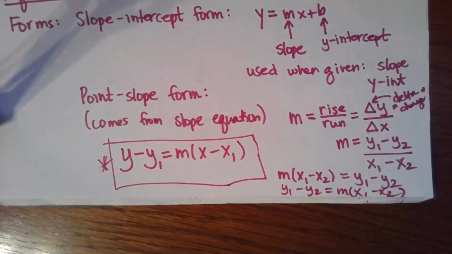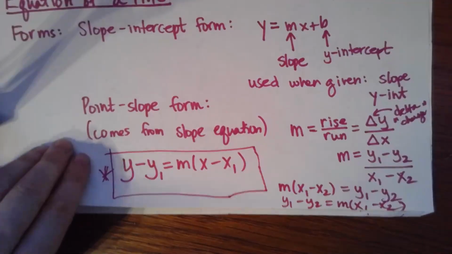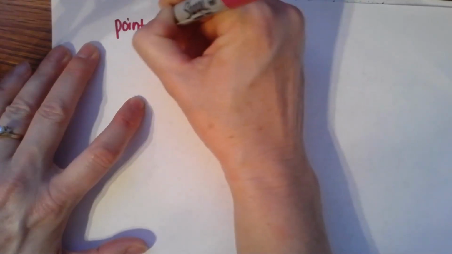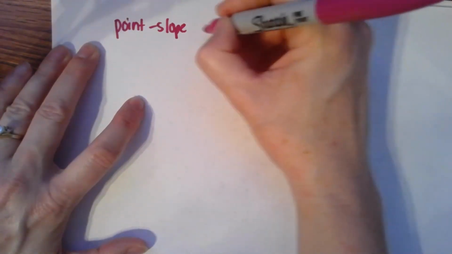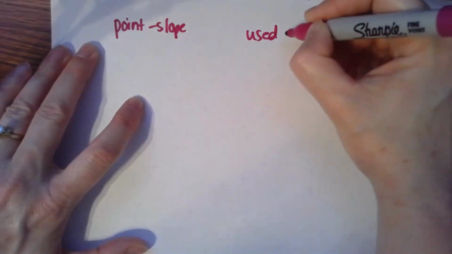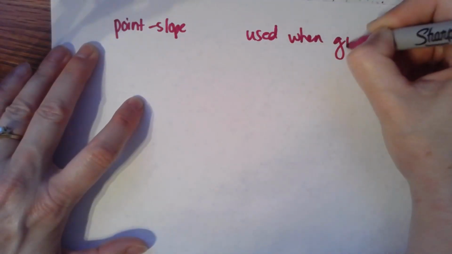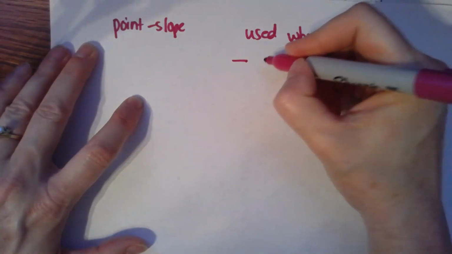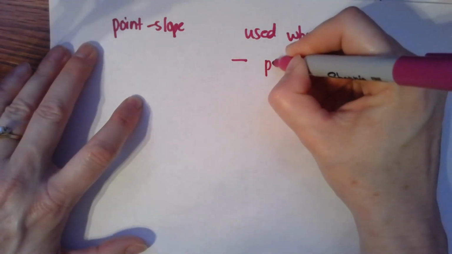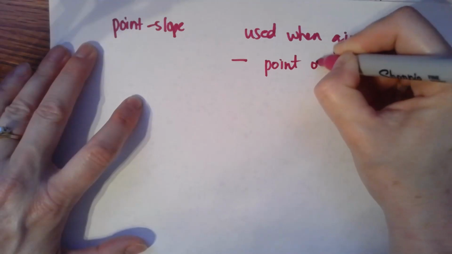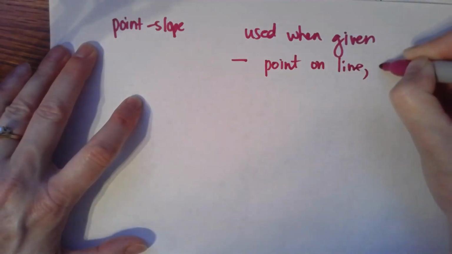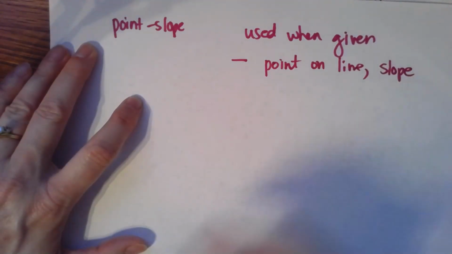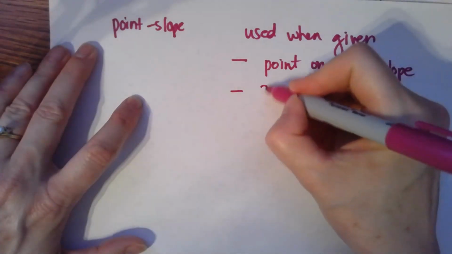So point slope is useful, used when we're given, one option is if we're given obviously a point on the line and the slope. It's also used when we're given 2 points on the line.